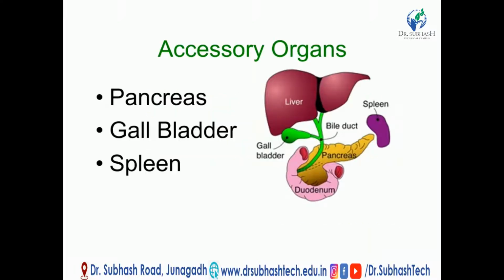While coming to the accessory organs, we have three accessory organs in the digestive system, which help in the absorption of food materials. There are three accessory organs: pancreas, gallbladder and the spleen. Here in the diagram we can see these three.